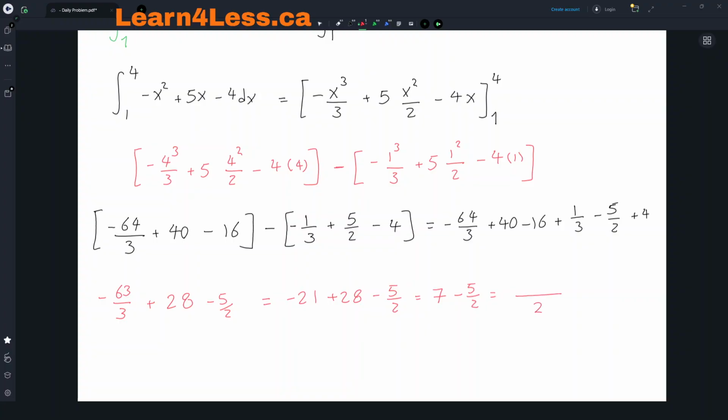The common denominator is 2. We can write that, instead of 7, as 14 over 2. And this would be just 5 over 2, so minus 5. So overall, it would be 9 over 2. It's already a positive number.